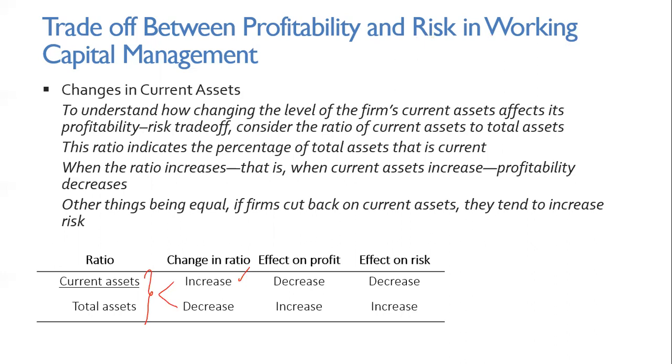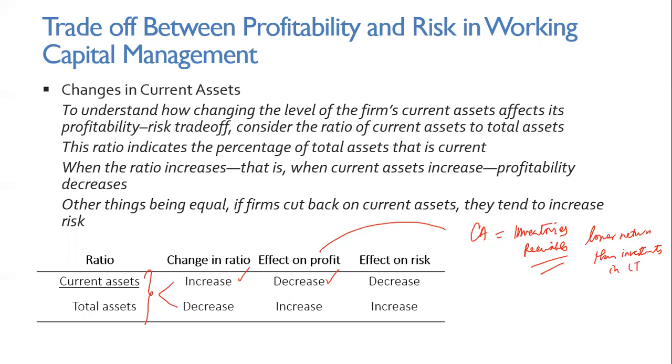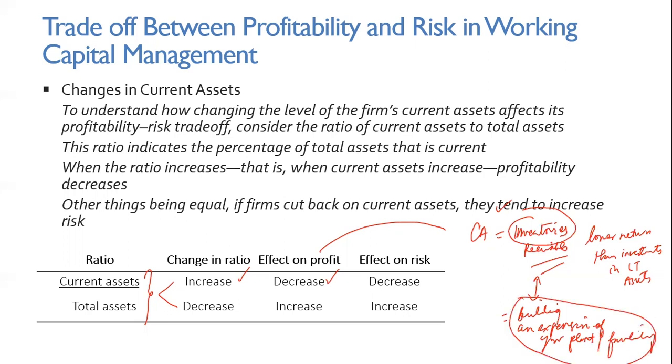What is the effect on profit? The effect on profit is to decrease the profit. Why? What are current assets? For example, inventories or receivables. These kinds of current assets usually have a lower return than investments in long-term assets. So if you have cash, will you be producing more inventory? Or for example, building an expansion of your plant or whatever facility which generates long-term revenues for the company.